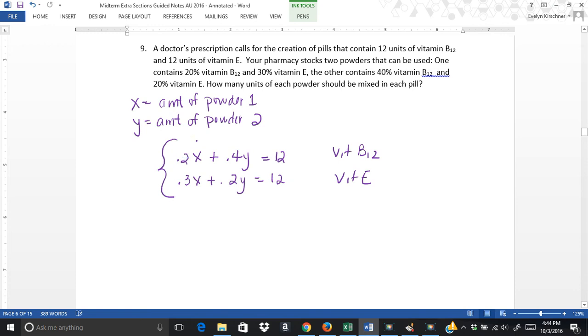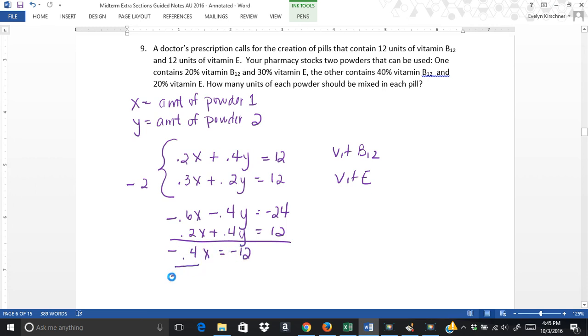What I'm going to do is use elimination. So I'm going to multiply the bottom one by -2. So I have negative 0.6x minus 0.4y equals negative 24. And here I have 0.2x plus 0.4y equals 12. I took that from the first equation. I combine them. I get negative 0.4x is negative 12.